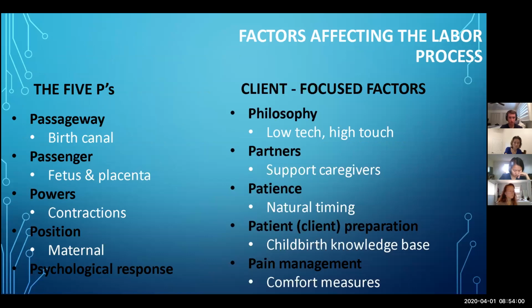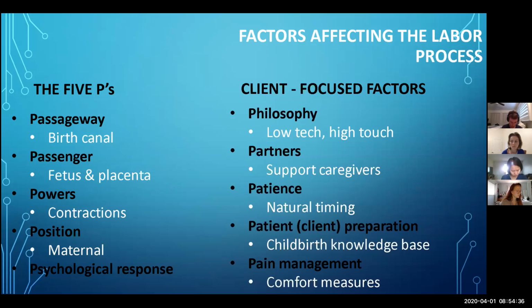So we have what we call the 5 Ps. They're the factors that affect labor. We'll get into each of these in more detail in the next few slides as we go through each and describe them. But this will be helpful to review so that you know what we're talking about as we refer to each of these. So the passageway refers to the birth canal. The passenger refers to the fetus and the placenta. The powers refer to the contractions. The position refers to the maternal position. And the physiologic response is also the maternal side of things.